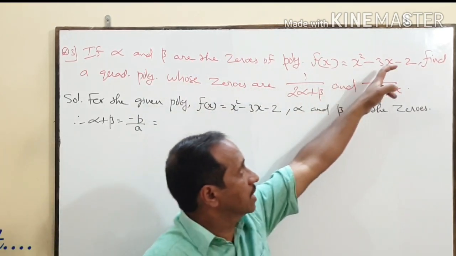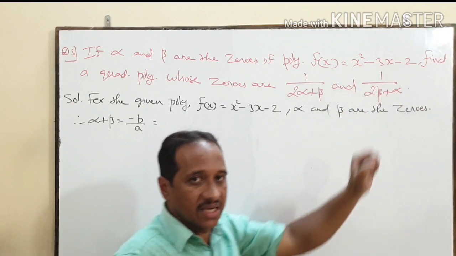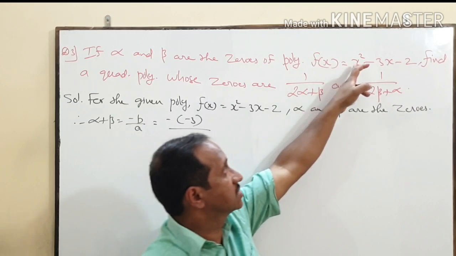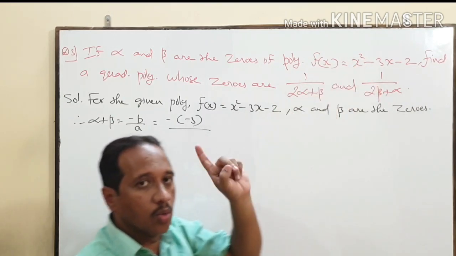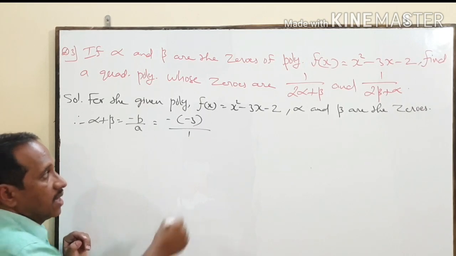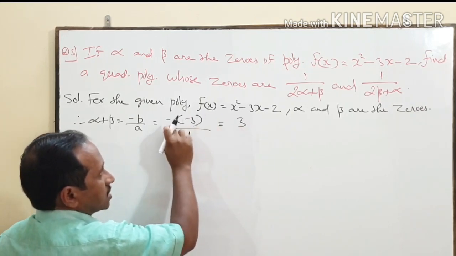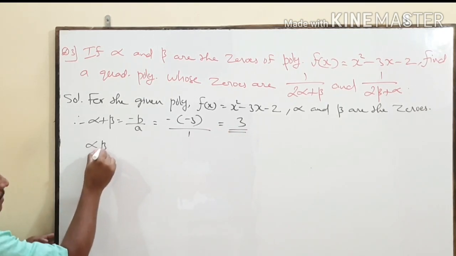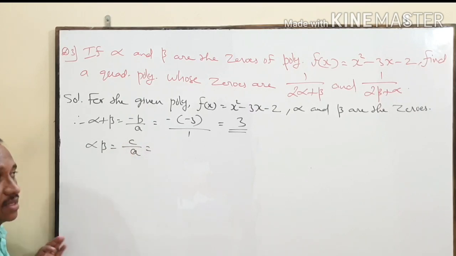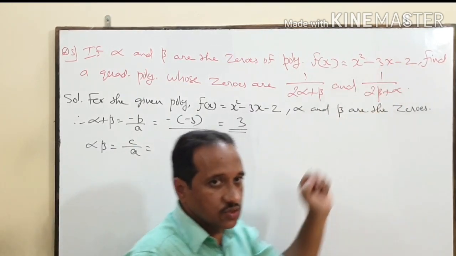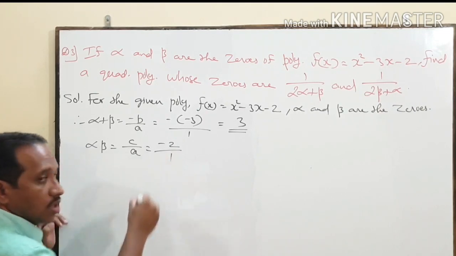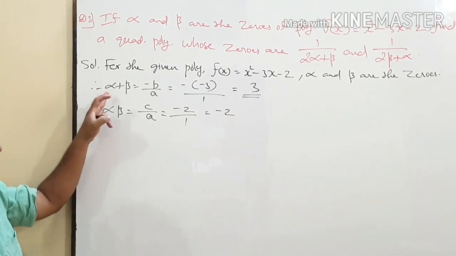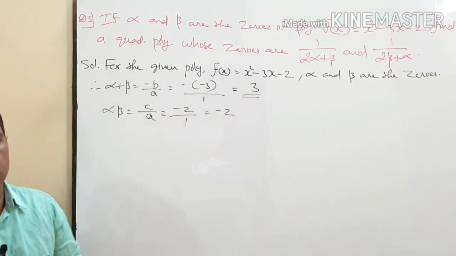comparing the standard form of a quadratic polynomial, the value of b is minus 3. So minus of minus 3 by the value of a, that is the coefficient of x square, 1. So minus of minus 3 by 1, that is equal to 3. Alpha into beta is equal to c by a. C means the constant term which is minus 2 by coefficient of x square, that is 1, that is equal to minus 2. So alpha plus beta is equal to 3 and alpha into beta is minus 2.